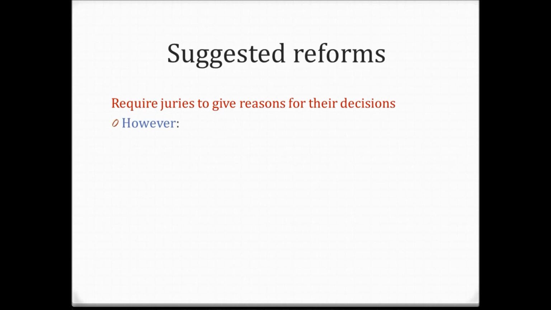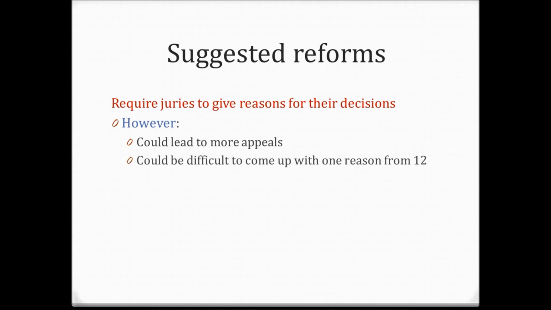The downside, and remember you have to be able to discuss these reforms, the downside to requiring juries to give reasons for the decisions would be that it could lead to more appeals as people see what reason they gave. If they felt that that reason was wrong, then people might be more likely to appeal, which would increase delays and increase costs involved. It can also be difficult to come up with one reason from 12 jurors.